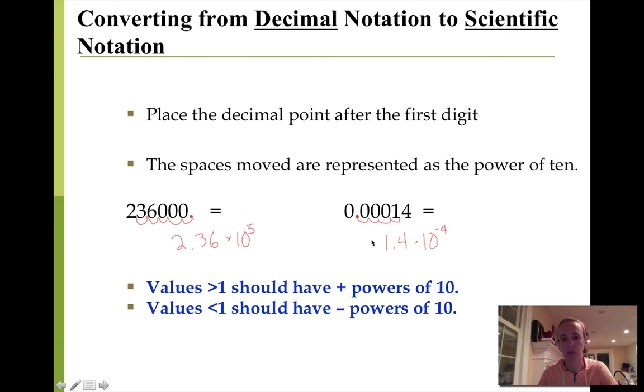So summary, if you're moving the decimal point to the right to get from decimal notation to scientific notation, it's negative. If you're moving it to the left, then it's positive. But the way that I usually look at it is like this. If your value is greater than 1, it should have a positive exponent. If it's less than 1, it should have a negative exponent.